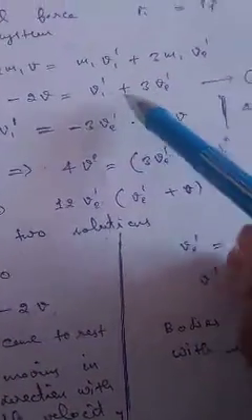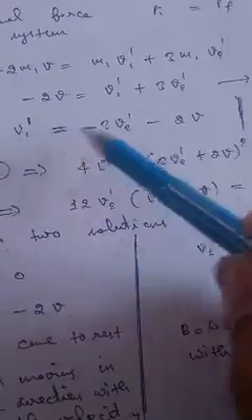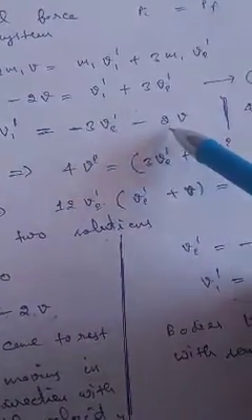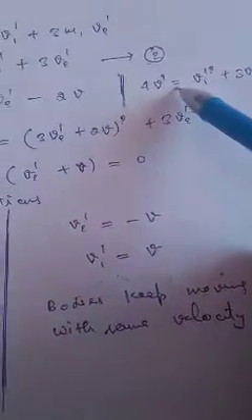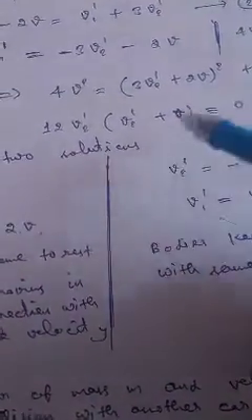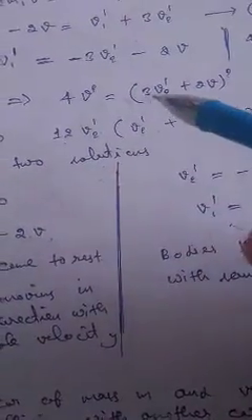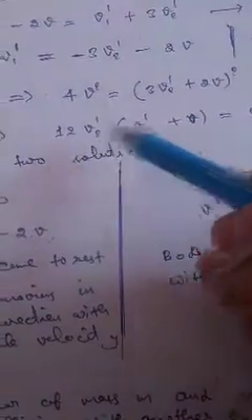So using equation 2, we can say v1 prime is equal to 3v2 prime minus 2v. Now I can put it in this equation, and after solving, what you will get is 12 v2 prime into v2 prime plus v is equal to 0. So this is like x into y is equal to 0. So how many solutions does it have? It can have two solutions: x can be 0 or y can be 0.